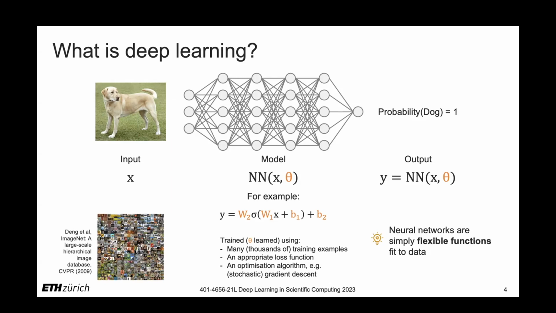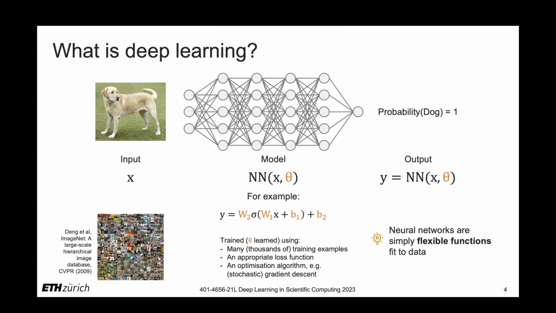But the really important thing is that function has a bunch of free parameters indicated by theta here. And we tune those parameters, based on a training data set, to try and get the network to match the inputs and outputs from that training data set. And you can explain pretty much any deep learning architecture in this way. So this is a really key takeaway. Neural networks are simply flexible functions that fit to data.